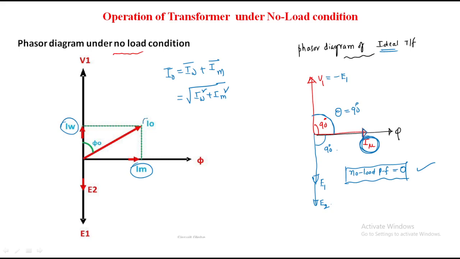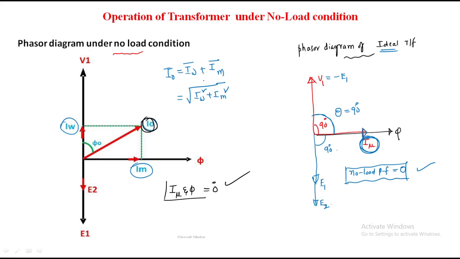So this I naught is nothing but the resultant between these two currents. Okay, sir, how can you draw this IW which is in phase with V1, and IM which is in phase with phi? We all know that the IM magnetizing component of current is always in phase with phi. Why always in phase with phi? The angle between this IM and phi is always 0 degrees. That's why this is in phase with the flux. But how is it in phase with V1?